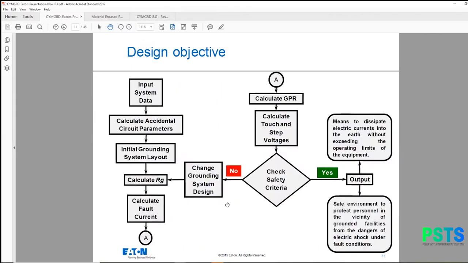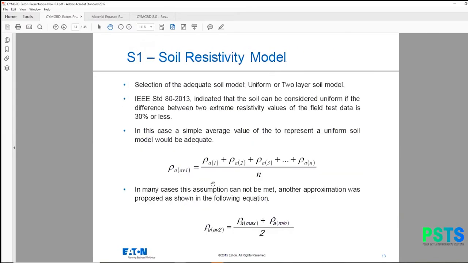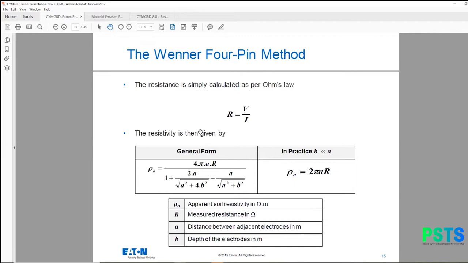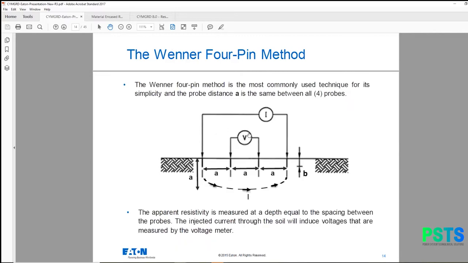When we do measurements, the most common one is the Wenner four-pin method. In this system, we inject current until we get voltage readings. You divide V over I and you get the resistance. When you inject the current, the distance between the voltage and the current probes is always the same, A, A, A, as you can see. That's the beauty of the Wenner method.